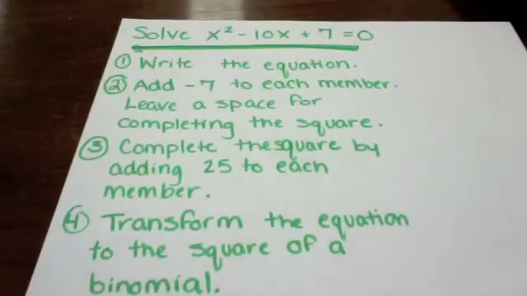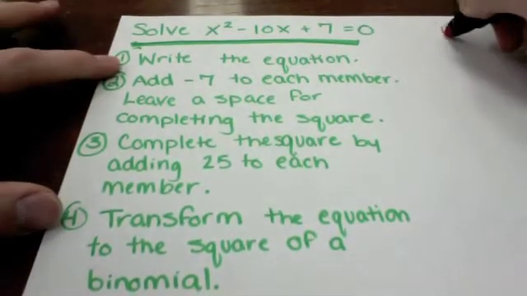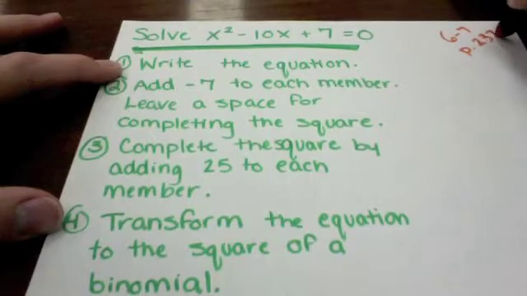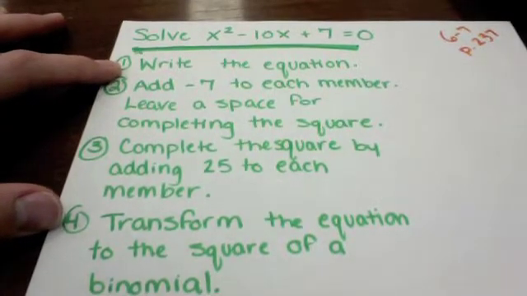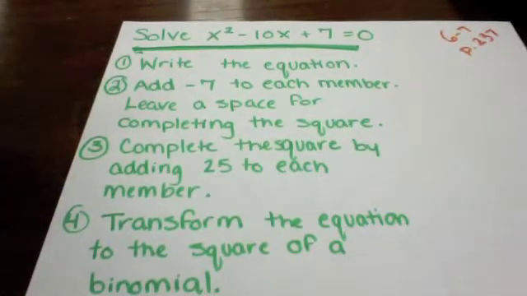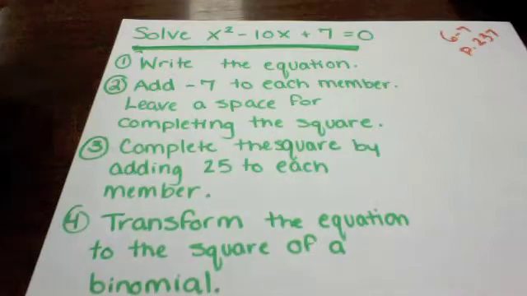Art students, we are moving into lesson 6-7, and that starts on page 237 in your textbook. The objective of this lesson is to be able to solve quadratic equations such as x squared minus 10x plus 7 equals 0 by completing the square and adding the same number to the other member.